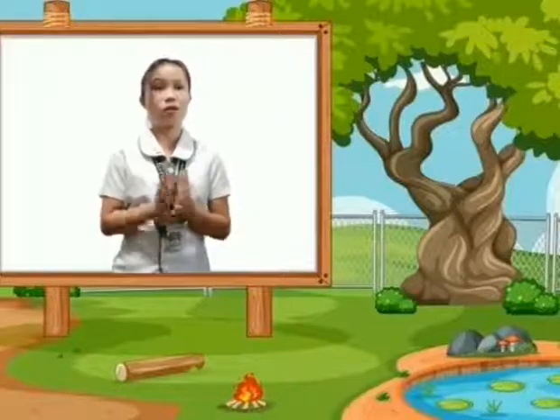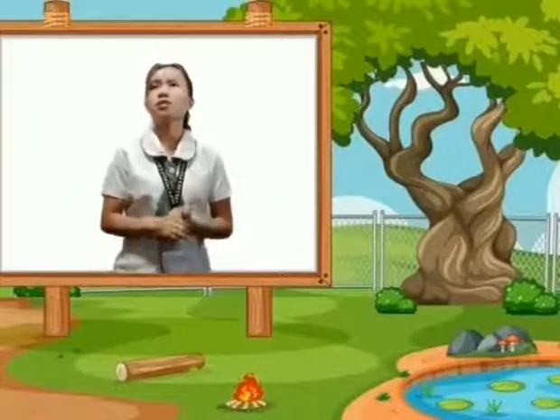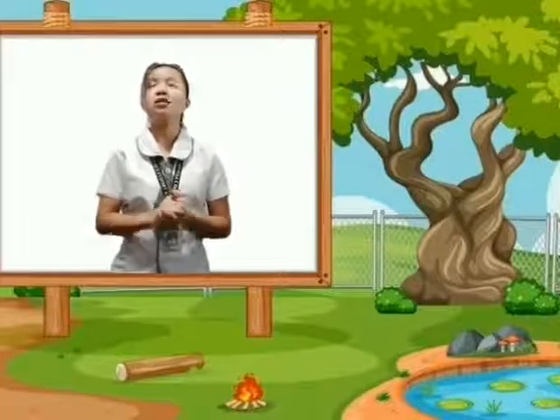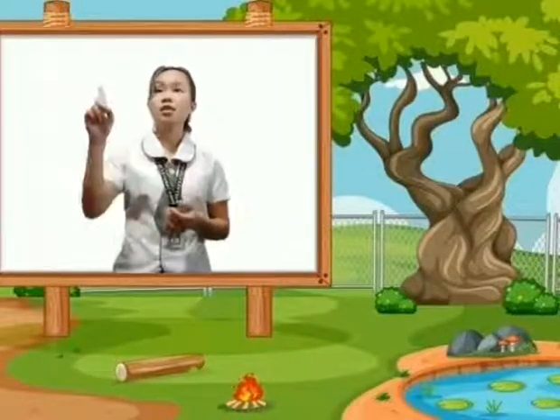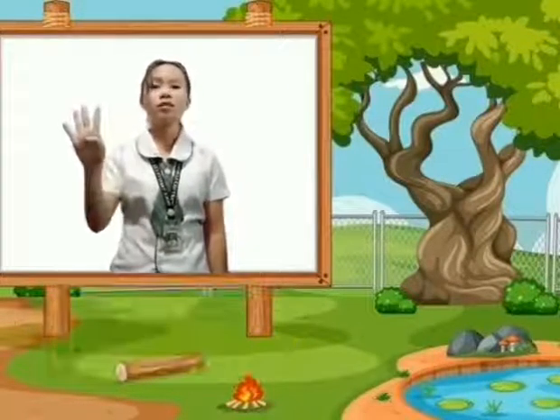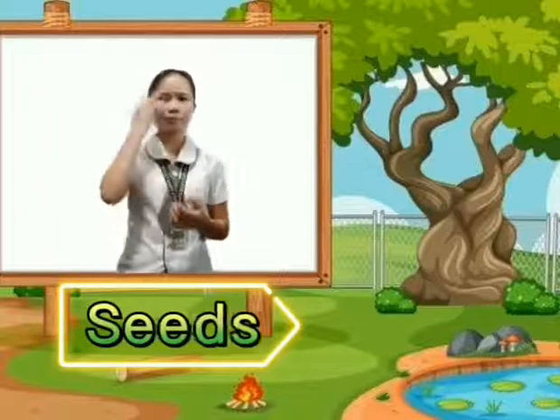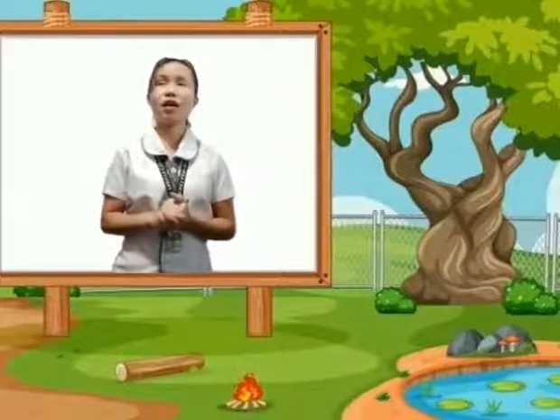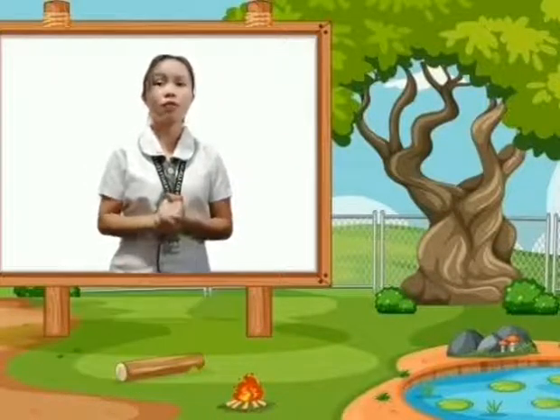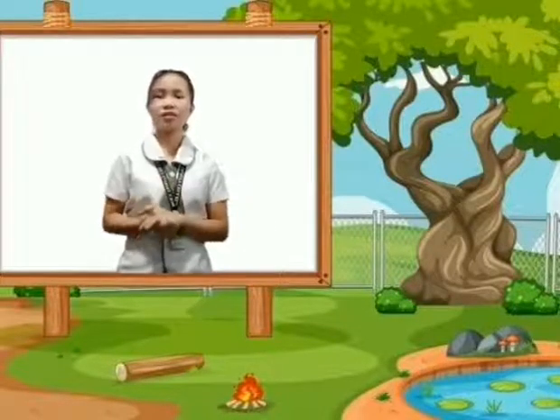What is our lesson all about? Yes, Nika. Very good. Our lesson is all about plants. What are the 6 parts of a plant? Yes, Michael. Very good. The 6 parts of a plant are first the flower, second the leaf, third the stem, fourth the fruit, fifth the roots, and the last one the seed. What is the function of a flower? Yes, Nika. Very good. The function of a flower is to produce seeds. Are there any questions?